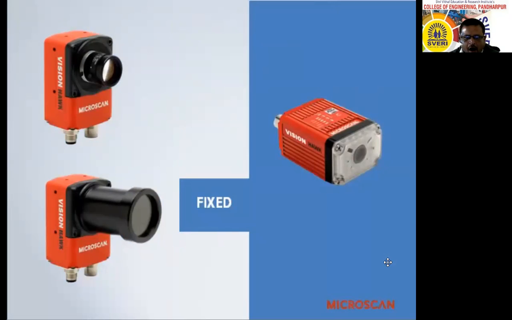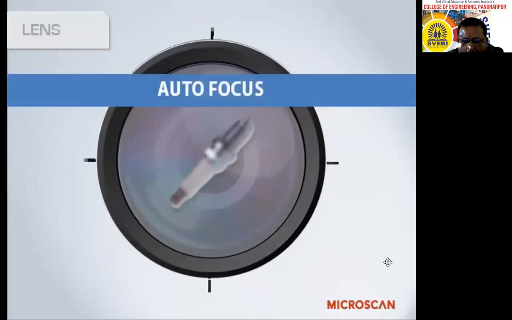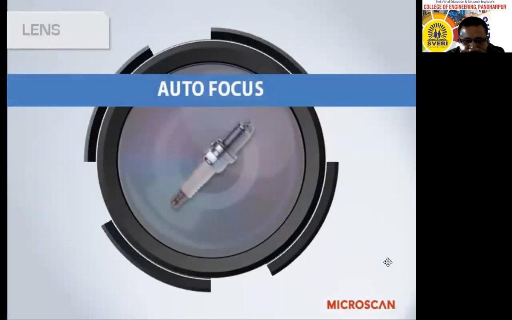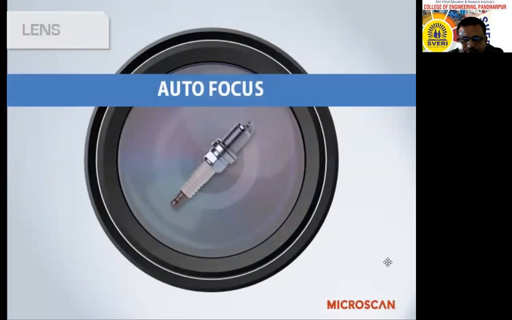Fixed lenses typically use autofocus. This could be a mechanically adjusting lens or even a liquid lens, and it will automatically focus on the part. Autofocus lenses usually have a fixed field of view at a given distance.